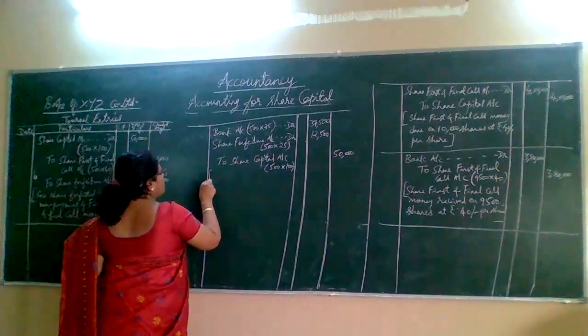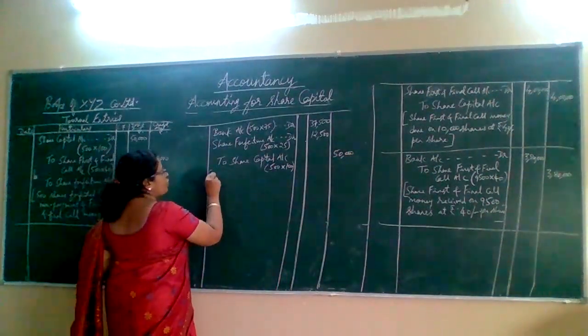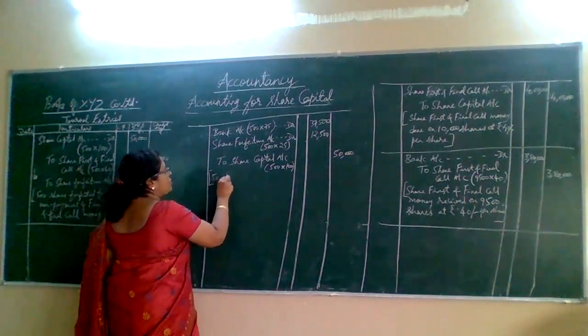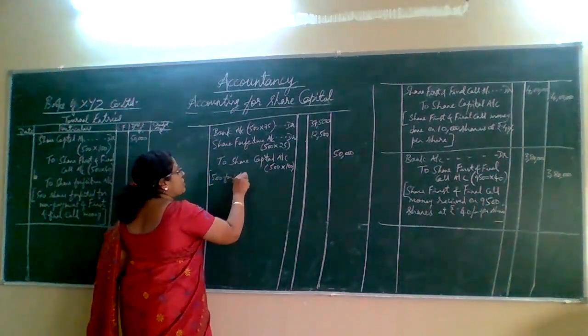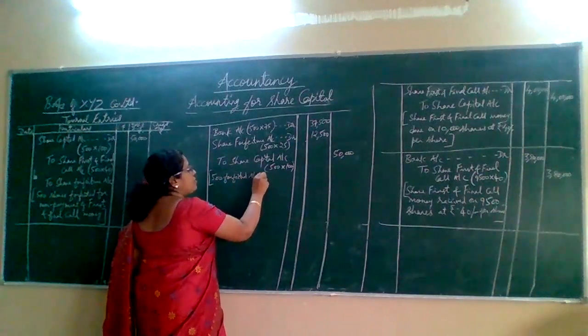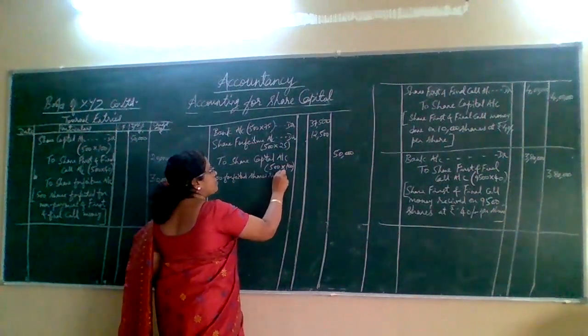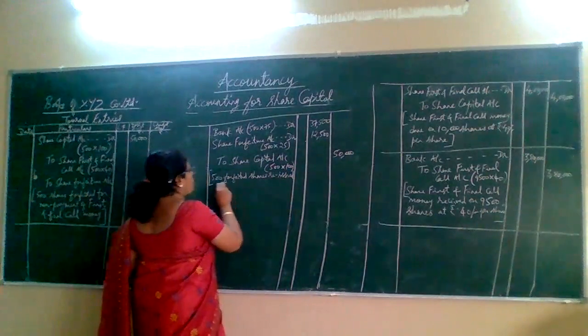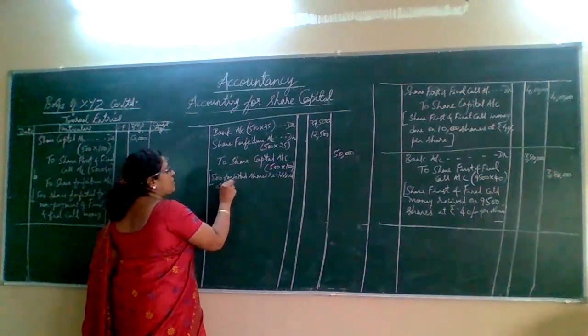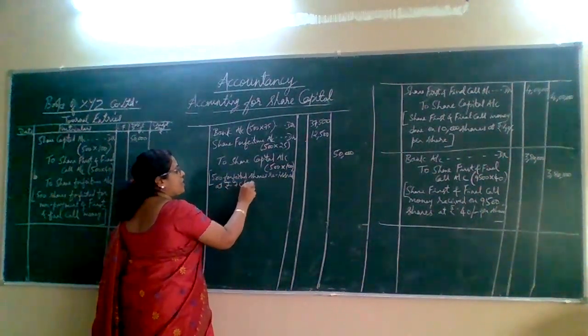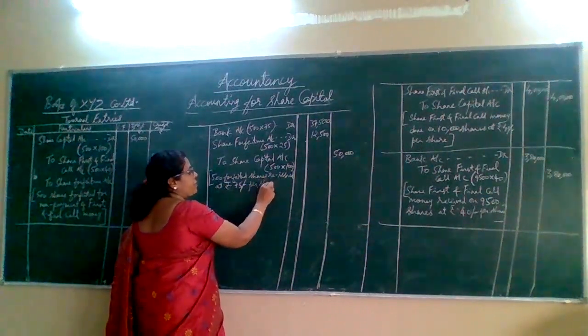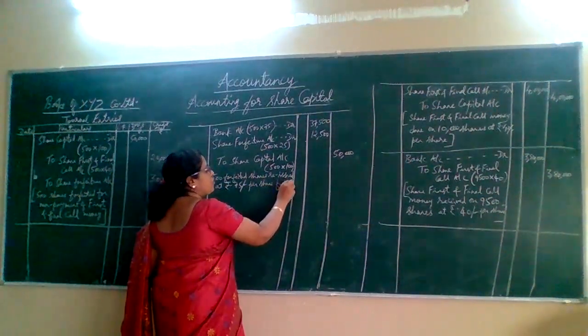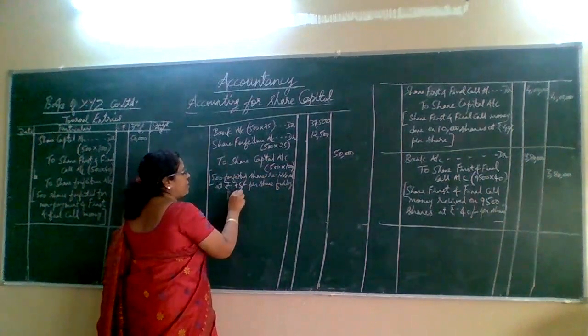So the narration: 500 forfeited shares reissued at rupees 75 per share fully paid up.